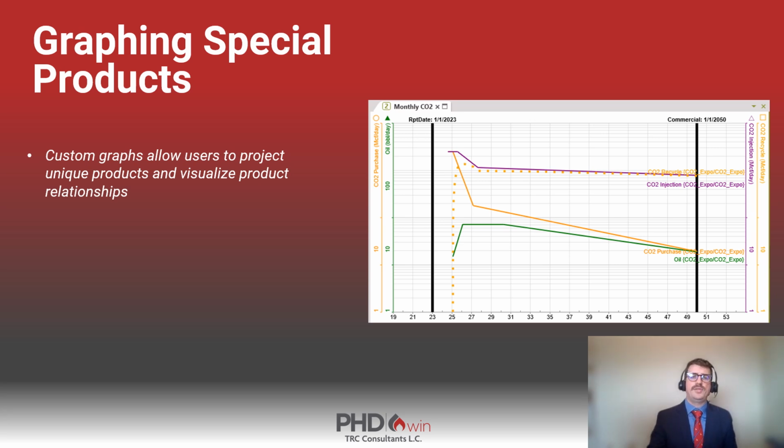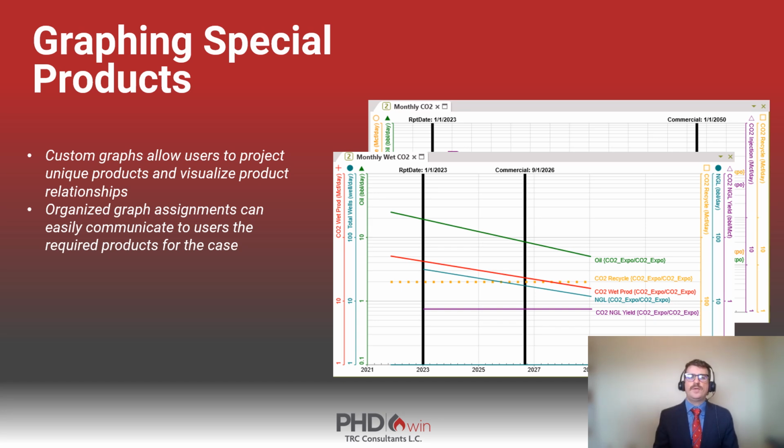Building custom graphs will allow the users to project unique products and visualize their product relationships. So over here on the right-hand side, you can see a graph for a monthly CO2 graph. This is for your CCS project, where we project the purchased amount of CO2, the injection requirement, and then we calculate the recycled CO2 by subtracting the injection from the purchased. So if a user came to a case and they saw this graph, it's pretty easy for them to know which are appropriate for them to build, which ones should be projected and which ones are calculated, and the relationship between them.